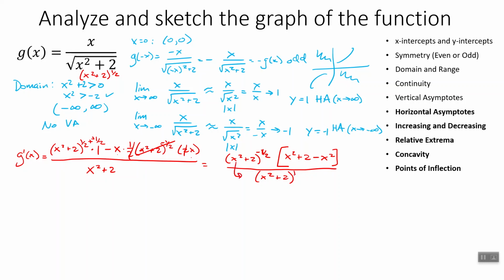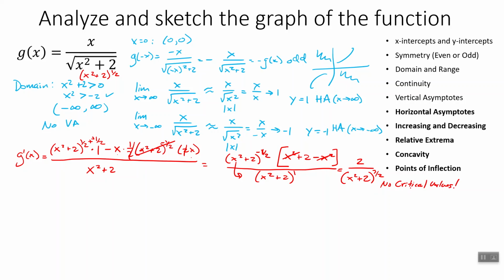So we'll get 1/2 plus 1 is 3/2. And these x squareds cancel. So we're getting 2 over x squared plus 2 to the 3/2. All right, now the top never equals 0, the bottom never equals 0, so we have no critical values.